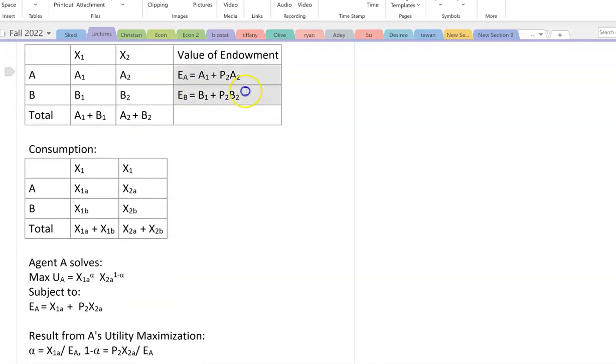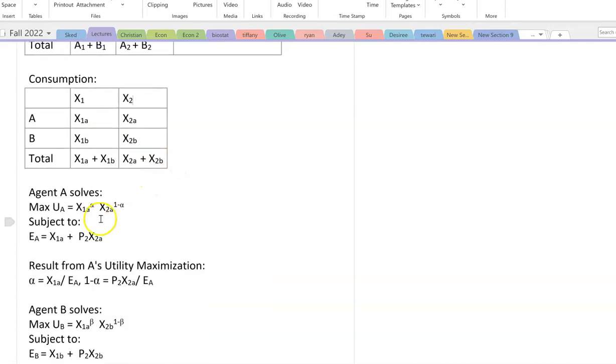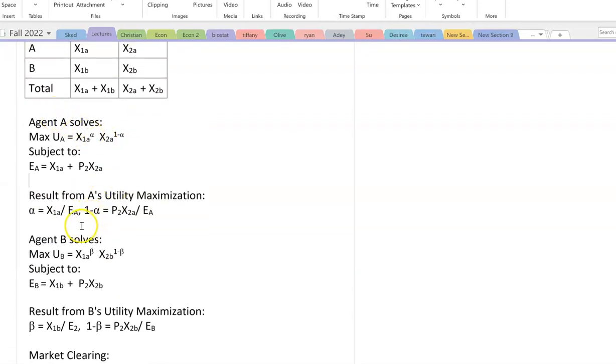So they will use this wealth that they have as their income to buy back X1 and X2. Given their preferences, they will be able to determine for themselves what's the optimum X1 and X2 to consume. So agent A will solve this problem subject to the budget constraint. This is his income. If you do the utility maximization here, you will arrive at this condition.